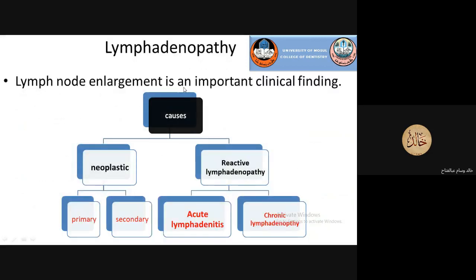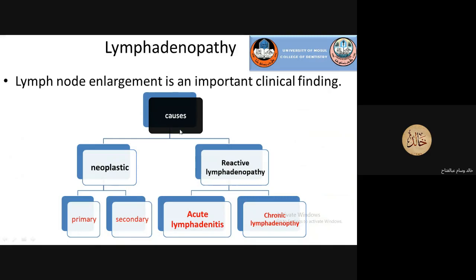So the pathological condition that affects the lymph node mainly, we call it lymphadenopathy. What do we mean by lymphadenopathy? It means lymph node enlargement, and this lymph node enlargement is a very important clinical finding. يعني راح يجي المريض اللي يشكي من مشكلة بالليمف نودز راح يجي على شكل lymphadenopathy أو lymph node enlargement.